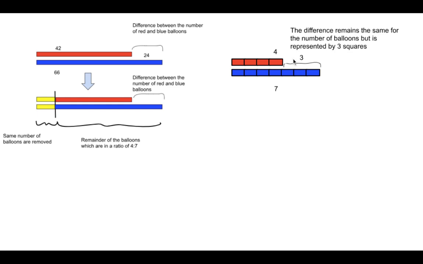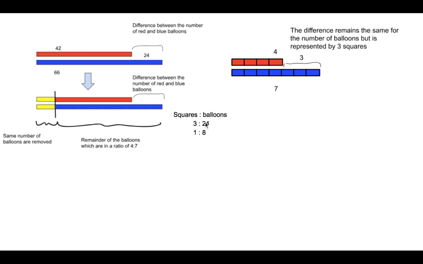Now, the difference still is going to remain the same. Here it's 24, but now that we have 4 to 7, the difference here is going to be 7 minus 4, which is 3. So I can represent it by these 3 squares. So let's look at some ratios of squares to balloons. I know that I have 3 squares, and these 3 squares here, 1, 2, 3, represent 24 balloons.